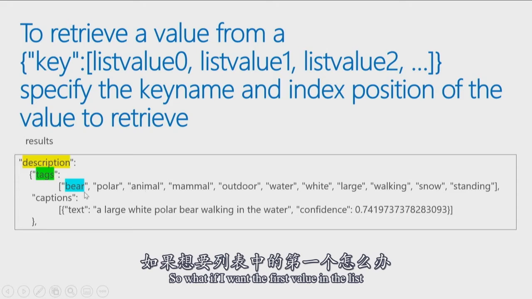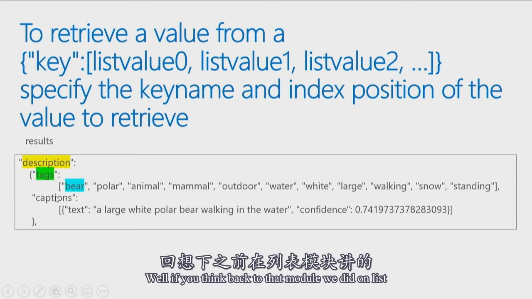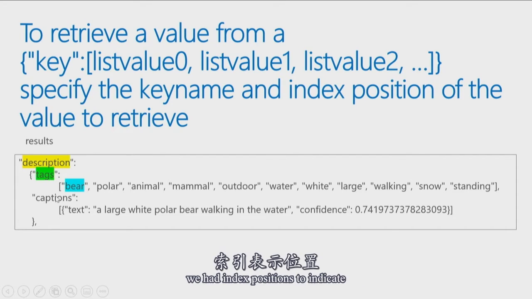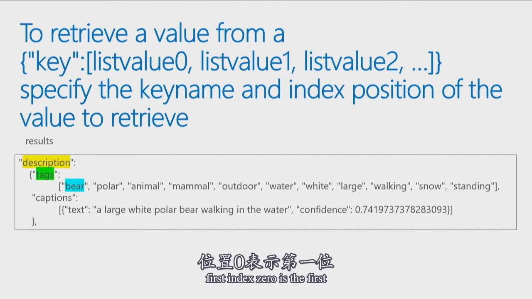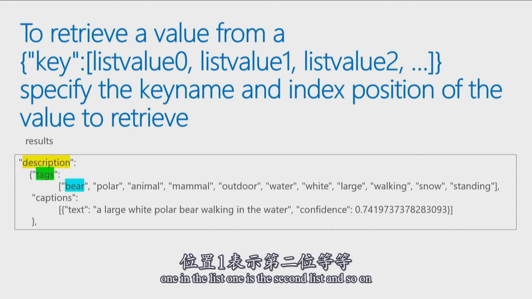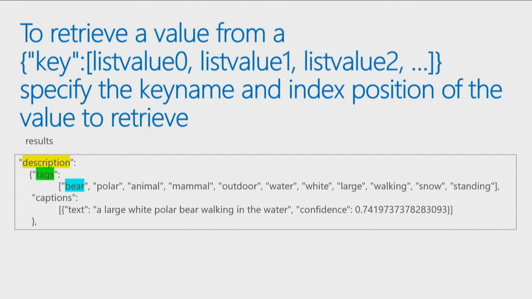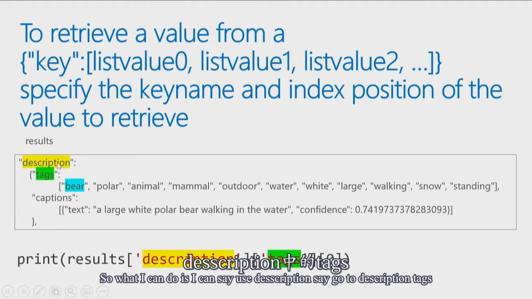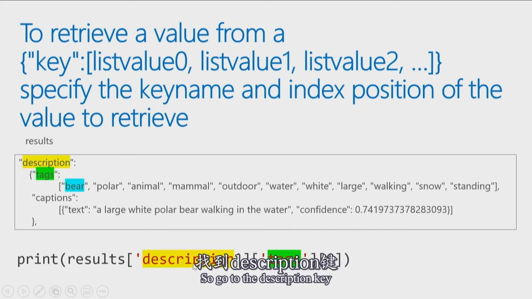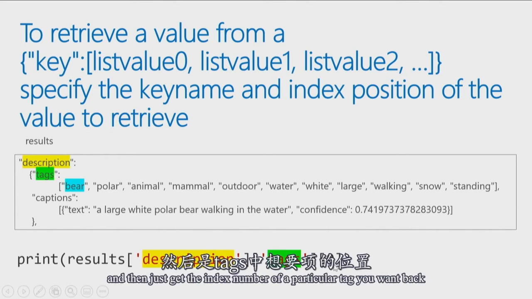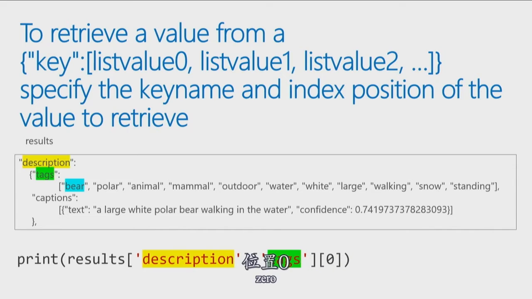So what if I want the first value in the list? If you think back to the module we did on lists, we had index positions: index 0 is the first one in the list, 1 is the second, and so on. So I can say, go to the description key, under the description key go to the tags key, and then give the index number of the particular tag you want back, 0.